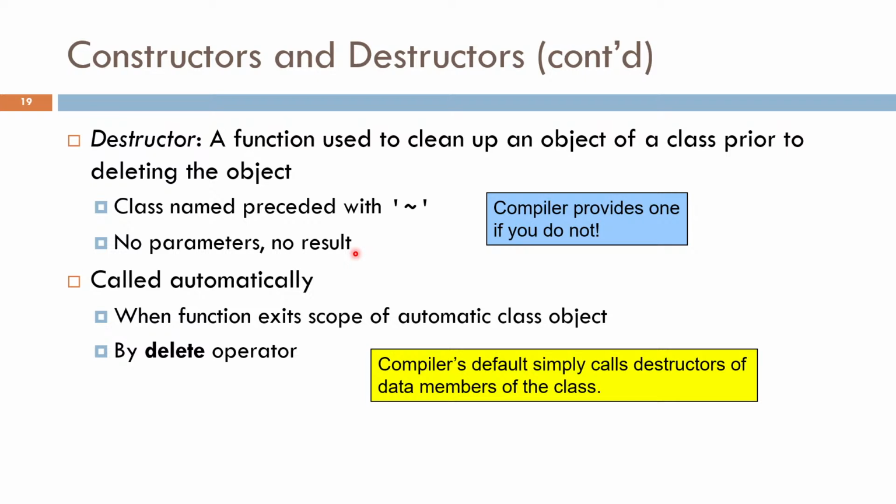It does not accept any parameters. It doesn't return any results. It's just there to free up memory. If you do not define your destructor, the compiler will also automatically provide one for you.